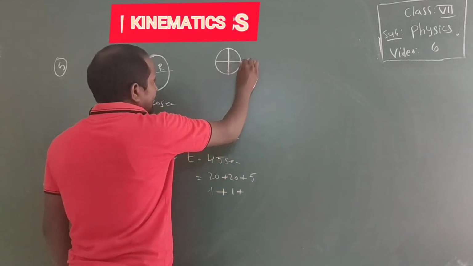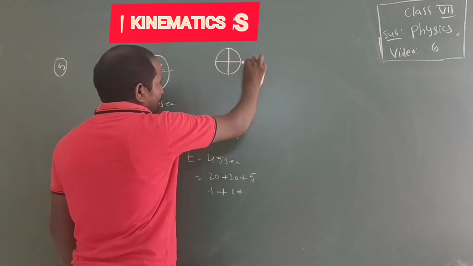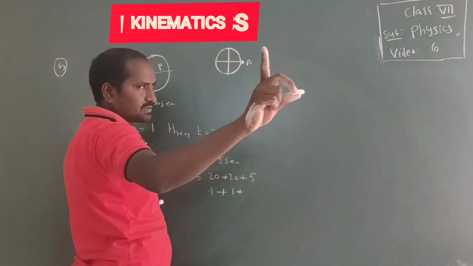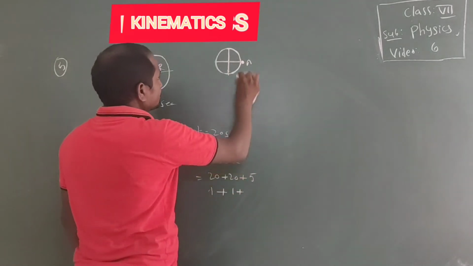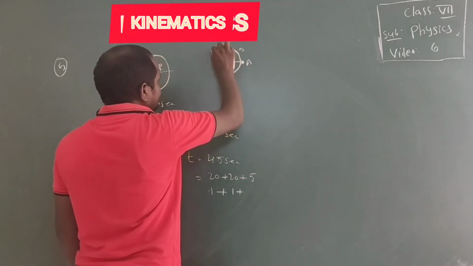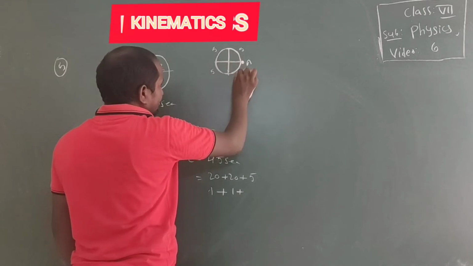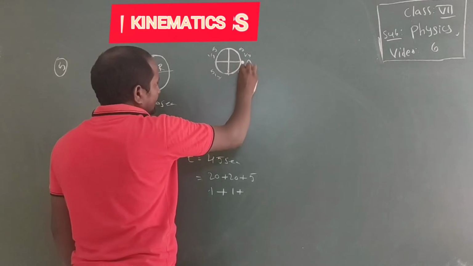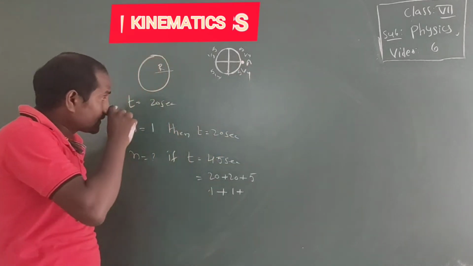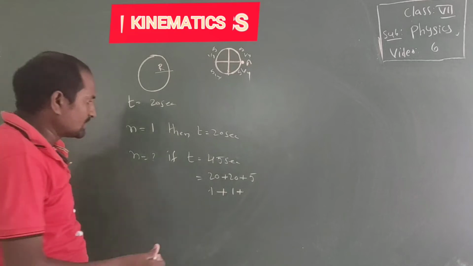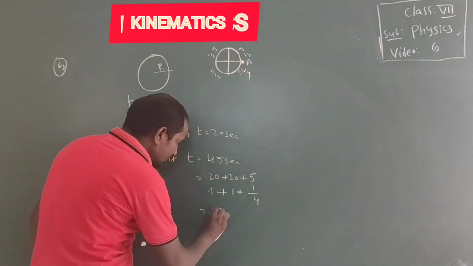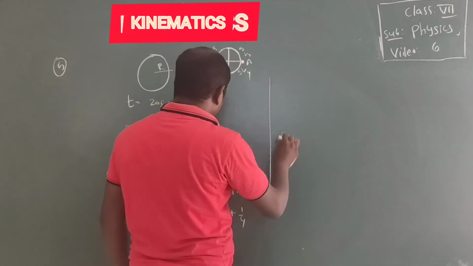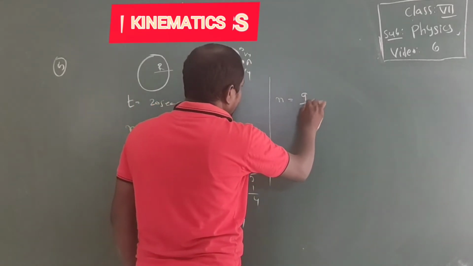For one round, A is the starting point and A is the ending point. If a body starts from A and reaches the point A again, it completes one round. It takes 20 seconds, so that means here 5 seconds, here also 5 seconds, here also 5 seconds. Each is 1 by 4. For 5 seconds, he completes 1 by 4 round. That is 2 plus 1 by 4, so n equals 9 by 4.